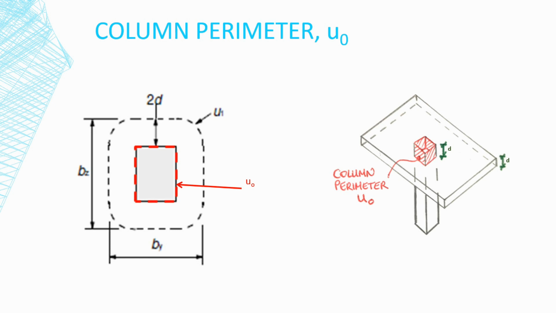The column perimeter is the first perimeter we check when assessing the punching shear resistance of a flat slab. As the name suggests, the column perimeter is located at the face of the column. The area over which the applied shear is distributed in the column perimeter is equal to the length of the perimeter, u0, times the effective depth of tension reinforcement, d.